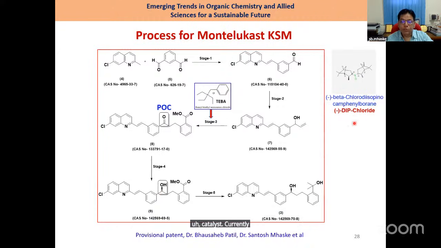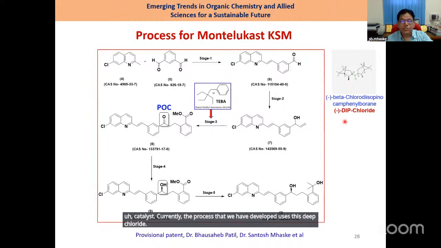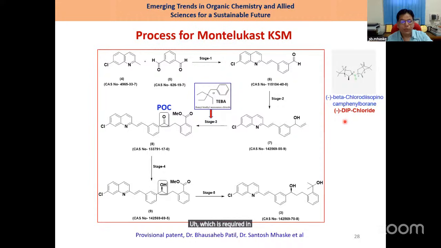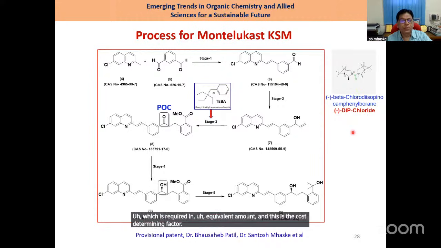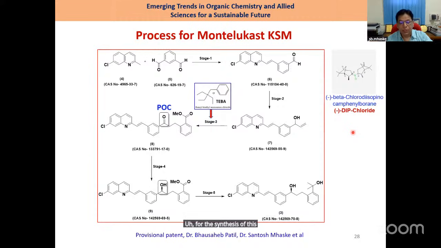Currently, the process that we have developed uses this DIP-chloride, which is required in equivalent amount, and this is the cost determining factor for the synthesis of this montelukast using this sequence, and we are trying to reduce this cost.